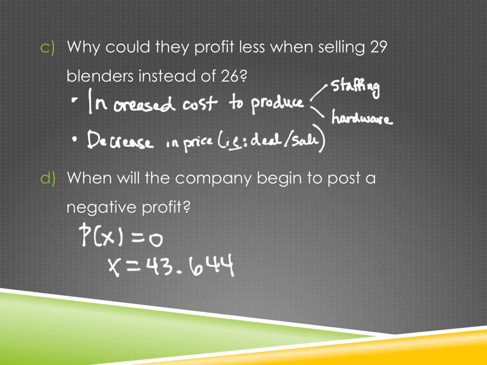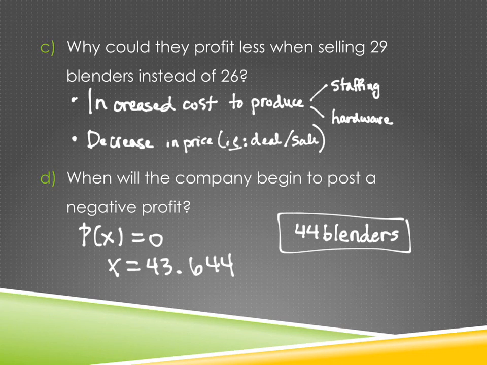And there's really a reason we're going to round up, and it's not because it's 0.6. It's because if we sell 43, I'm still making a profit. And you can check it in your calculator. If you go into the table and you put in 43, it's going to show you a positive number, but if you put in 44, it's going to show you a negative number. So in terms of the context here, the correct answer, not because we round with regular rounding rules, but because of the context, is that the answer is 44 blenders.